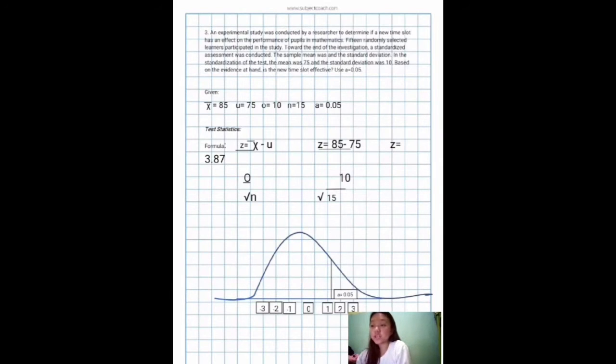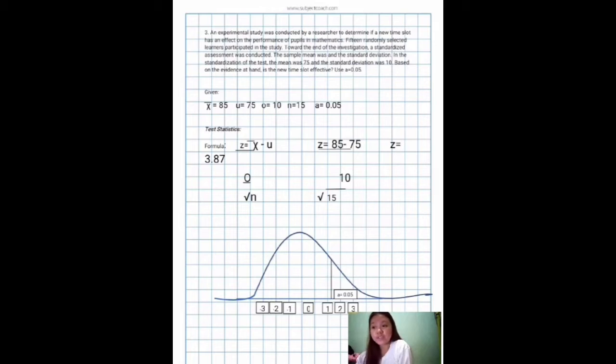This is our problem number 3. An experimental study was conducted by a researcher to determine if a new time slot has an effect on the performance of pupils in mathematics. So 15 randomly selected learners participated in the study. Toward the end of the investigation, a standardized assessment was conducted.